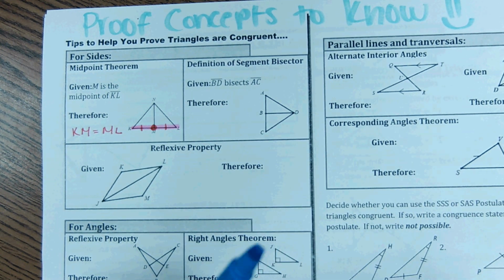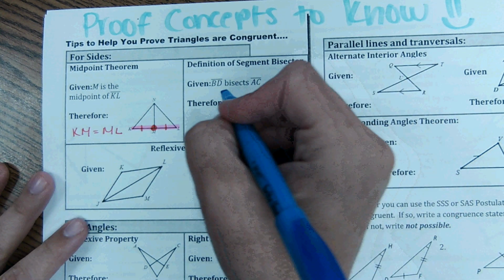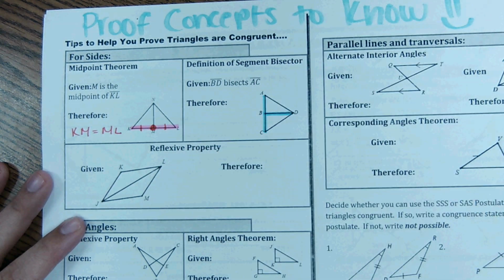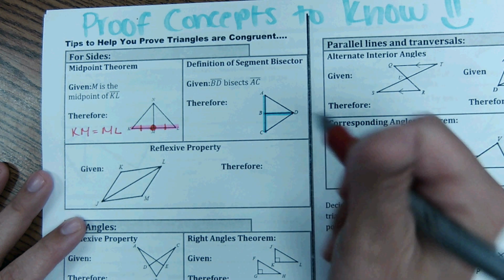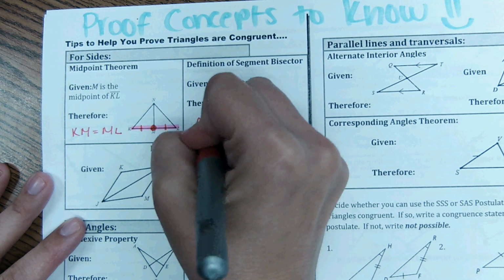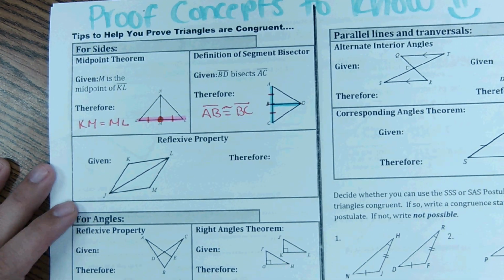Then definition of segment bisector. If something bisects something else, it's breaking it exactly in half. So BD bisects AC. So that means that AB is the same length as BC. So we can say that AB is congruent to BC.